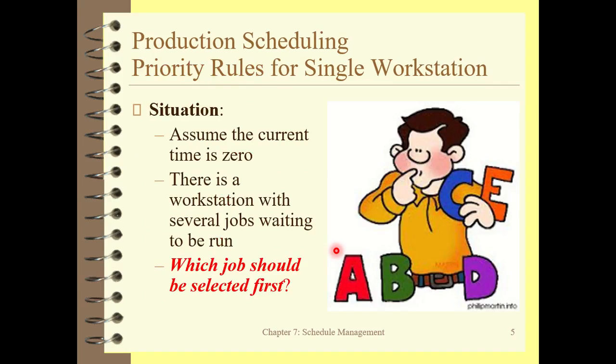Okay, the situation that we have here is that suppose we are at time 0, time now is equal to 0, and all the jobs are ready to be processed. There is one workstation and there are several jobs waiting to be processed. You are the decision maker here, and the decision is which job should be selected first.